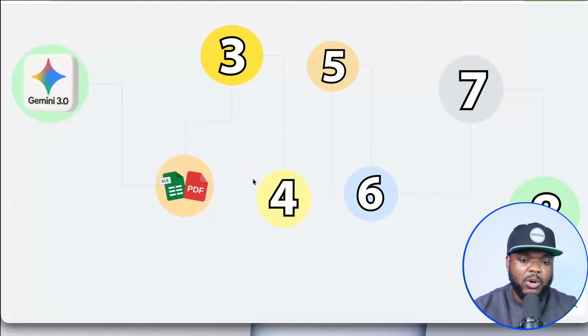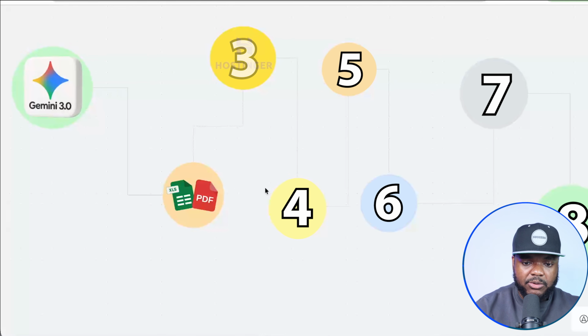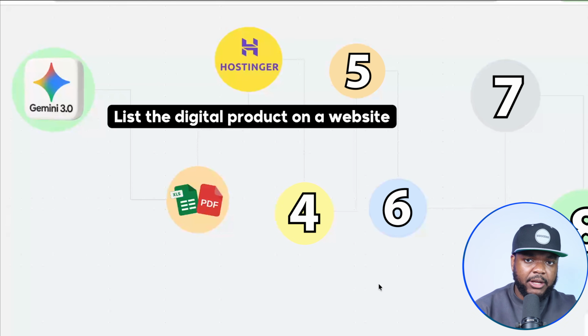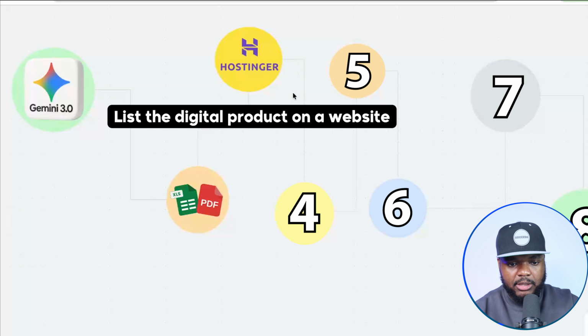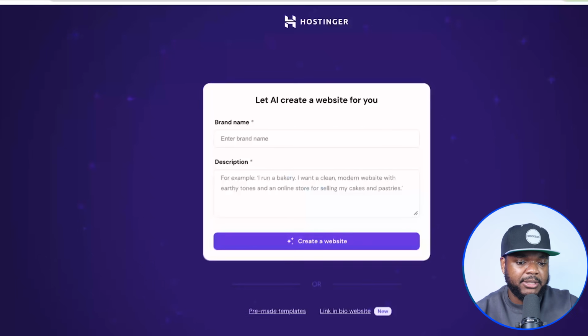But moving on to one of the next steps once you've got your digital product ready is that you now need to list it on a website. And again, you can use a platform like Teachable, but today I'm going to be showing you Hostinger because it is another amazing solution. So when it comes to using Hostinger, the main reason why I recommend it is because of their AI website builder.